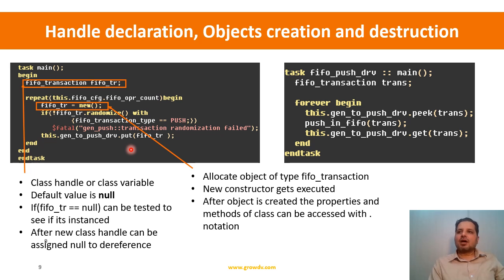So now there is nobody pointing to that particular object because the generator has done a new, and then it has sent that handle, and the driver who was previously holding that particular handle has also dereferenced it because he is now pointing to this new transaction. What happens is that the object at that point gets deallocated. Okay, so this is what it means.